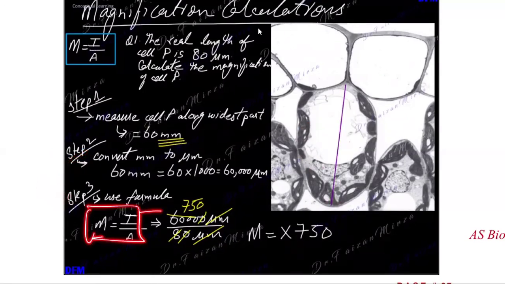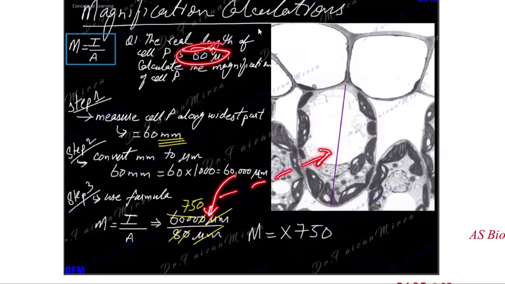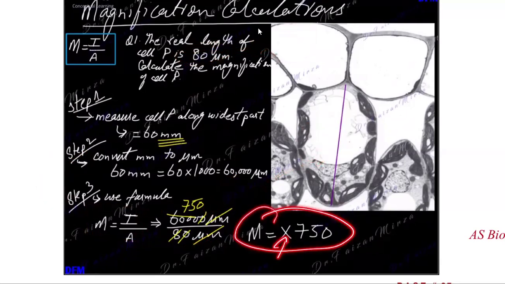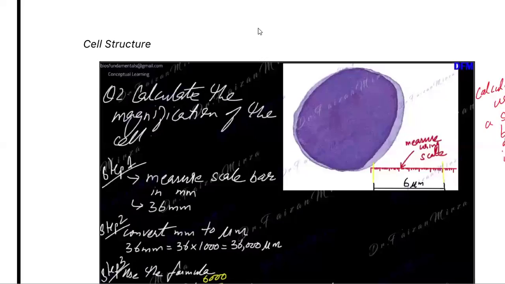Coming to step 3, we use the formula. We apply the formula, we put the values. 60,000 that we have taken is the image value, because we use the image to find this reading, whereas the real length was provided to us as 80 micrometer. The real length is A, actual. So we divide it by 80, and we get the answer 750. Magnification is always written in the form of X or in the form of times. There is no unit of magnification otherwise.